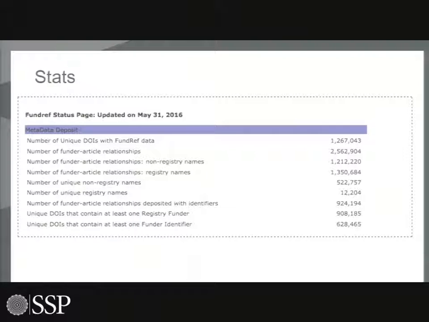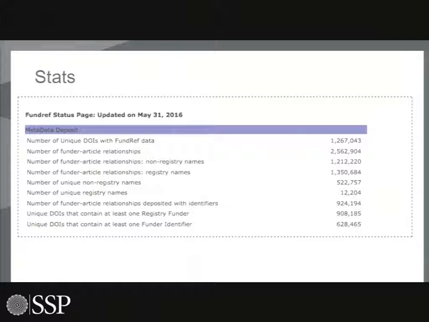It was mentioned earlier about registry names and non-registry names. So people are depositing Crossref metadata, identifying funding, and not supplying an identifier, and not using a registry name. Okay, that's permitted, and it's still happening. And so right now there are 1.2 million funder article relationships to non-registry names. There's 1.3 million funder article relationships using registry names. This is very good. Those numbers were inverted in terms of their scale when we began, and we've been growing the number of ID-based deposits quite nicely, so we're making progress.